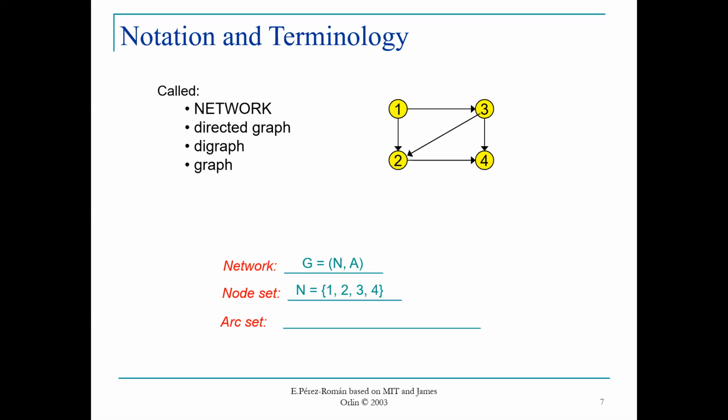The node set in this case is 1, 2, 3, and 4. Those are the 4 nodes for this network. And the arc set is typically defined as pairs, in which you have the node that starts the arc and the node that ends the arc. So as you can see, based on the direction, we have an arc that goes from 1 to 2. We have an arc that goes from 1 to 3. We have an arc that goes from 3 to 2. We have an arc that goes from 3 to 4. And finally, we have an arc that goes from 2 to 4.